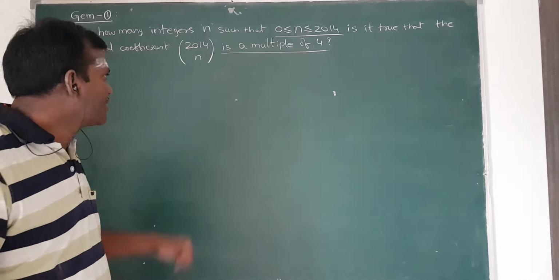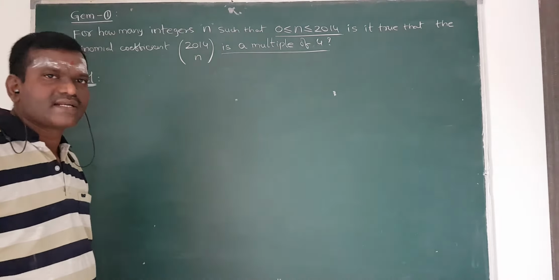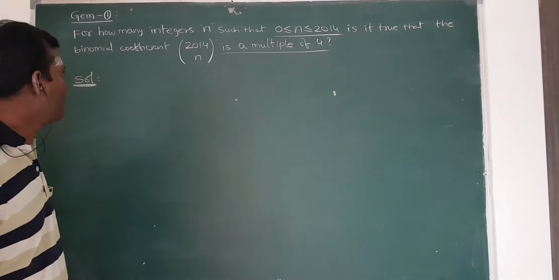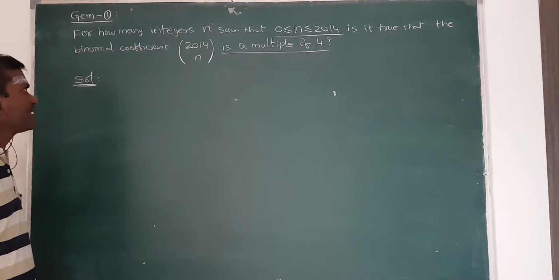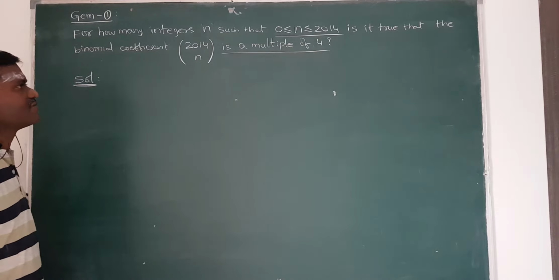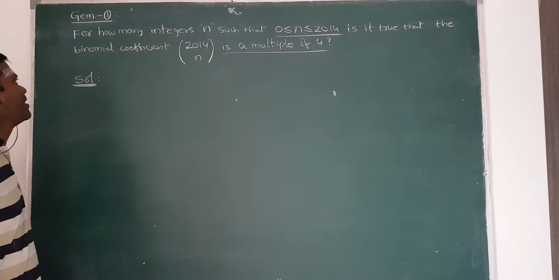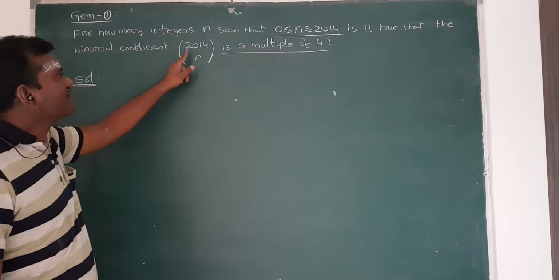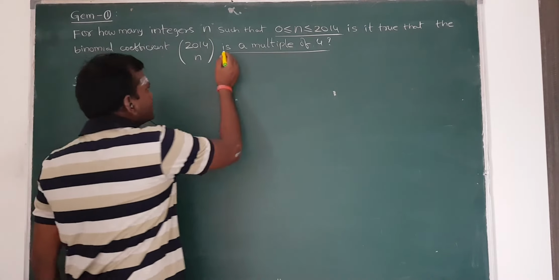Okay. So read the gem one here. Today I am starting the gem one. For how many integers n such that 0 less than or equal to n less than or equal to 2014 is it true that the binomial coefficient 2014Cn is a multiple of 4?